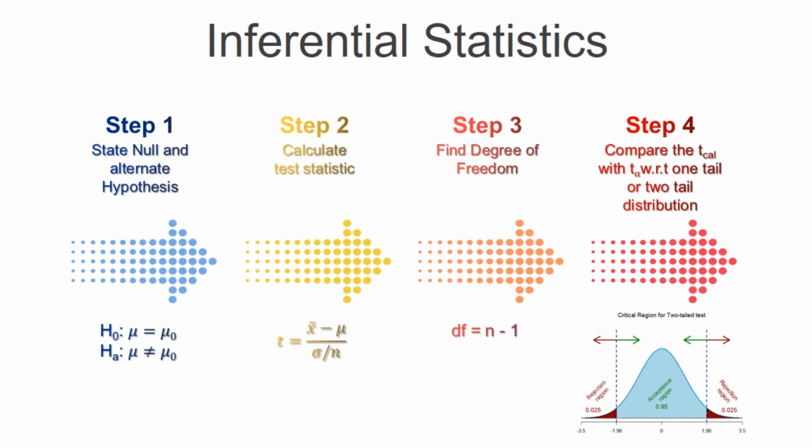Then step 2, calculate the test statistic. That is the formula T is equal to x bar minus mu by sigma by root n. Don't confuse this formula with the Z table normal distribution formula. X bar is the sample mean, mu is the population mean, and sigma is the population standard deviation, or you can use the sample standard deviation S by root n. N is the sample size.